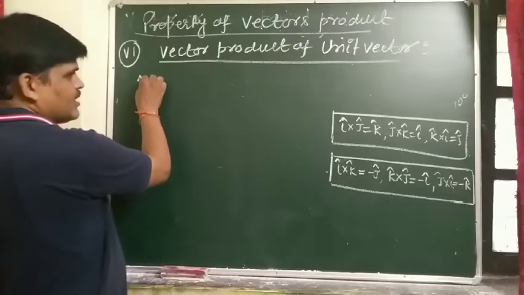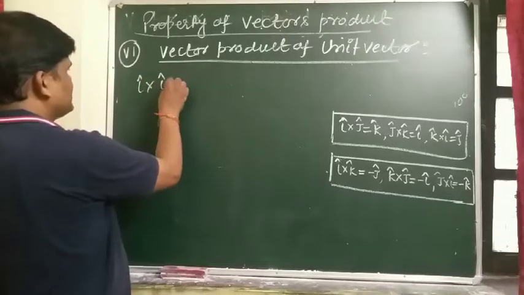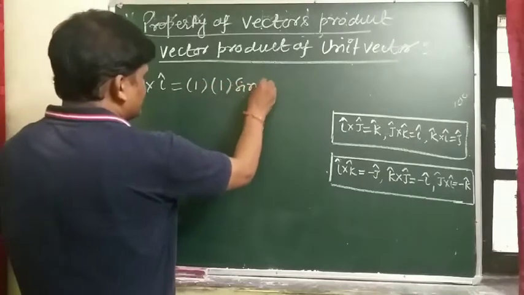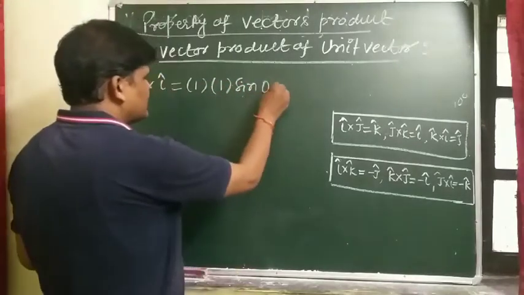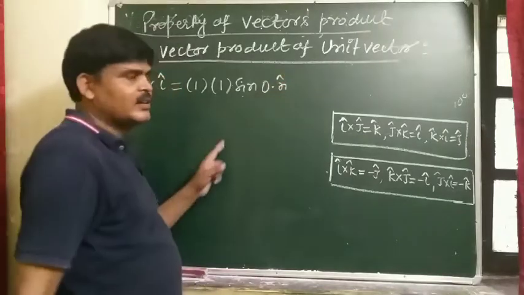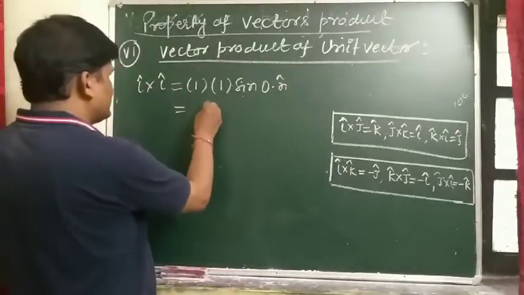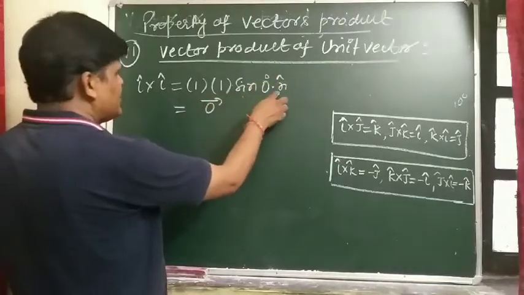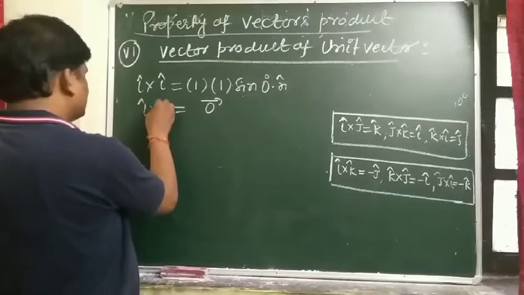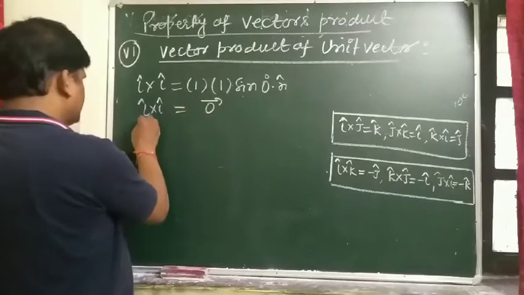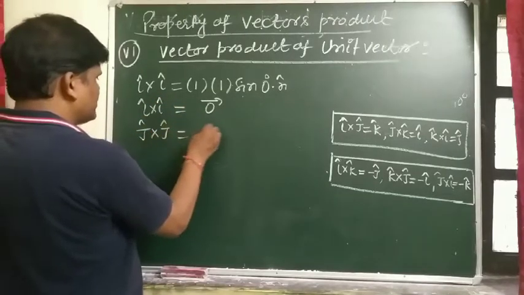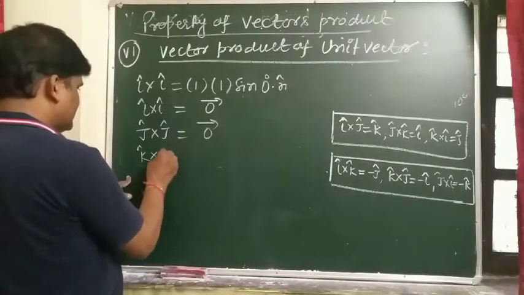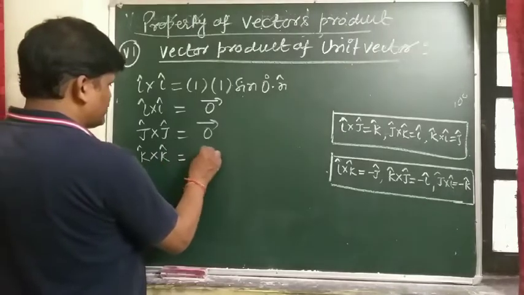Students, another property: i cross i. I cross i means unit vector times unit vector, and the angle between them is 0. So it comes out to be a null vector, since sin 0 is 0 and 0 multiplied by a unit vector gives a null vector. So i cross i is a null vector. Similarly, j cross j is a null vector, and k cross k also comes out to be a null vector.